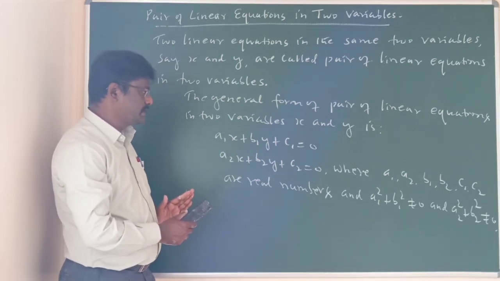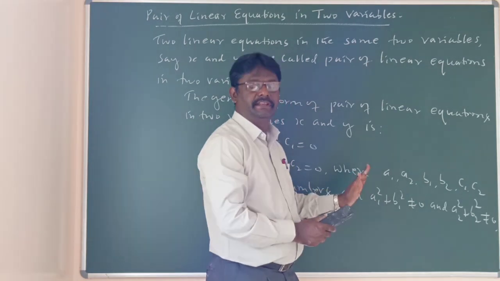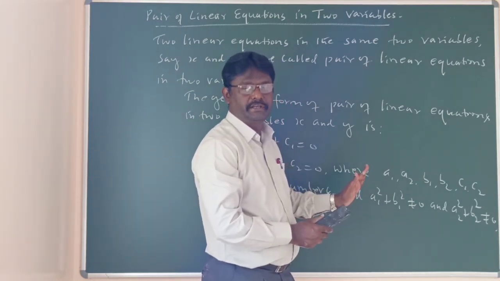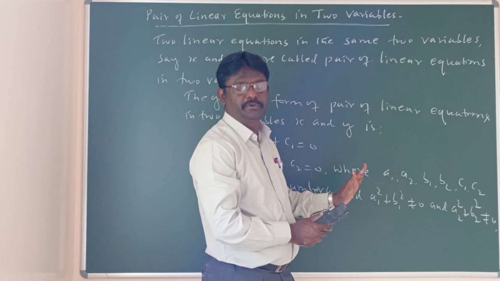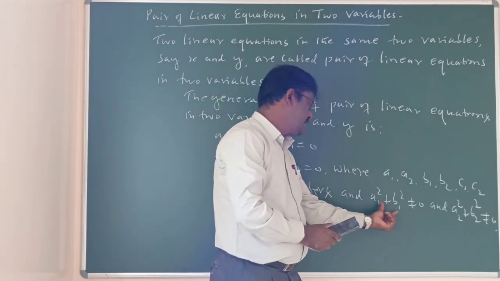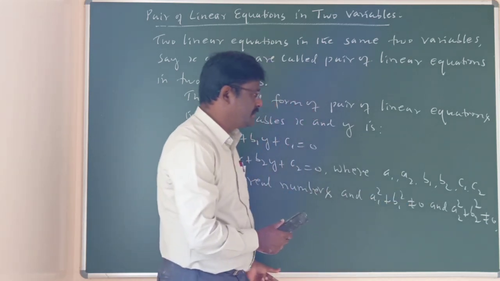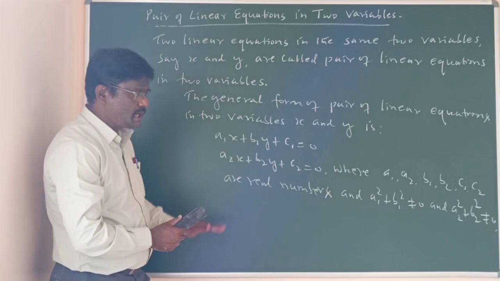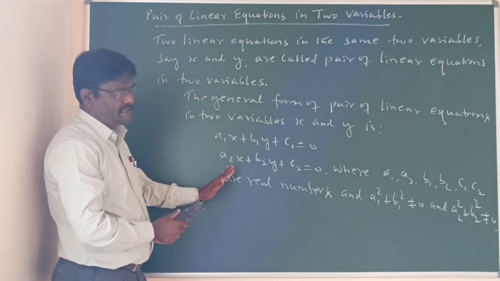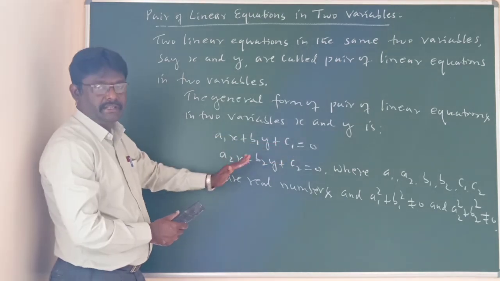And one more important condition is this. In the case of just a linear equation in two variables, what is the condition? a square plus b square not equal to 0. In the case of a system, we have a1 square plus b1 square not equal to 0, and a2 square plus b2 square not equal to 0. After solving some numericals, again I will give you the meaning of those two conditions in detail.